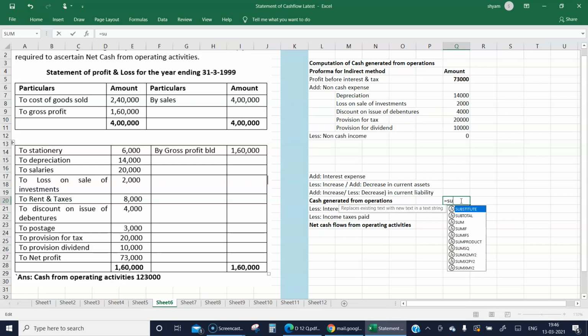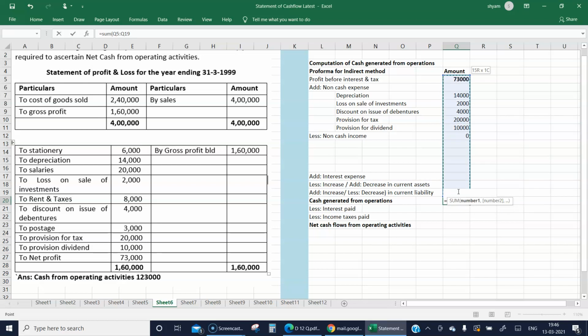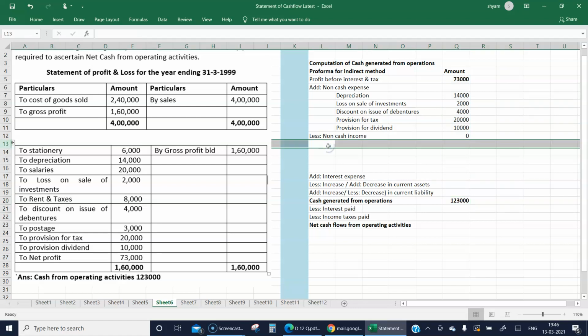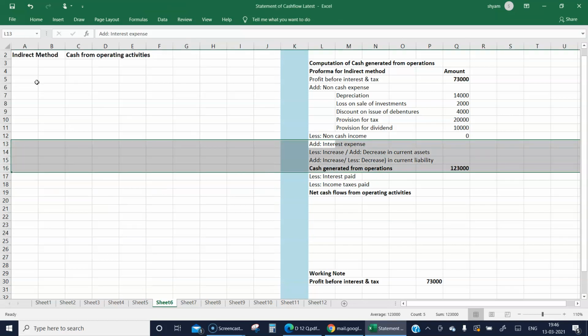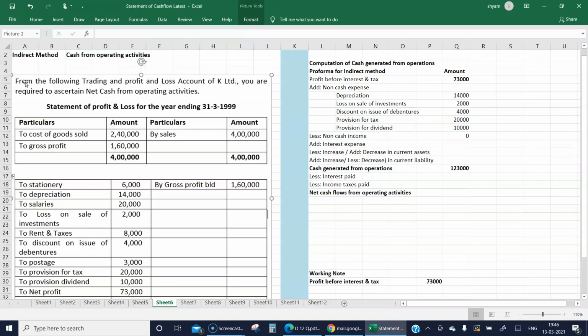So the sum of all these numbers, let's see the answer. The answer comes to 1,23,000. So that is the right answer. So that's about the problem here.